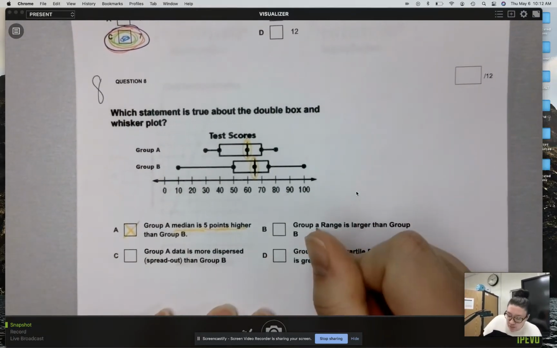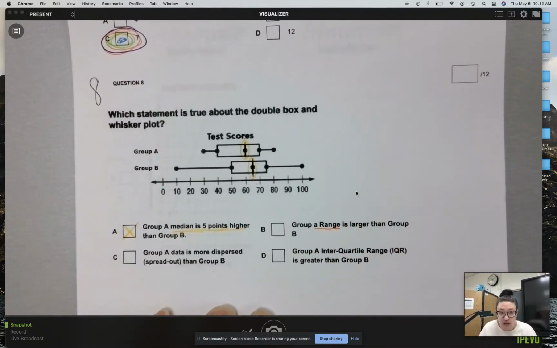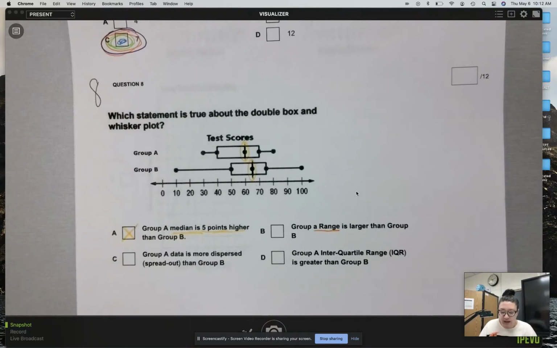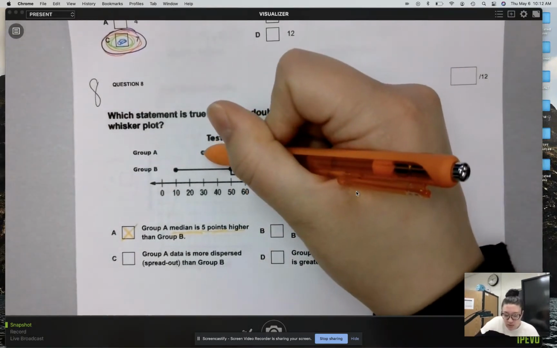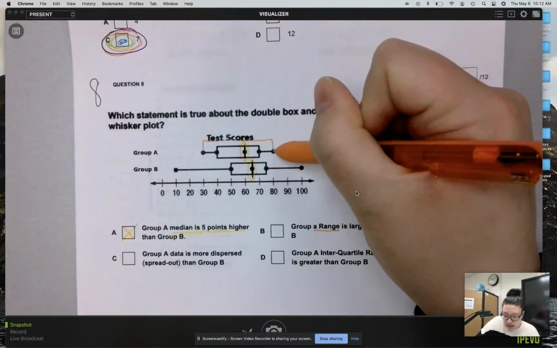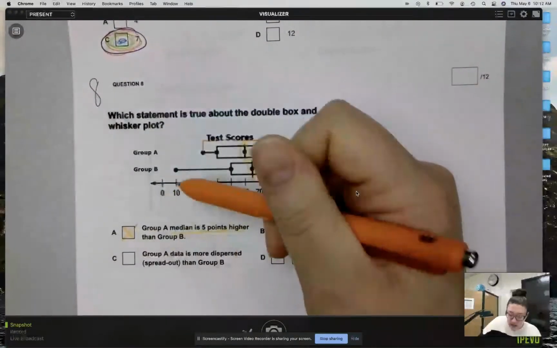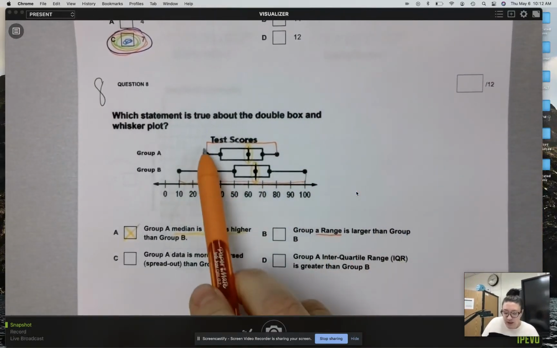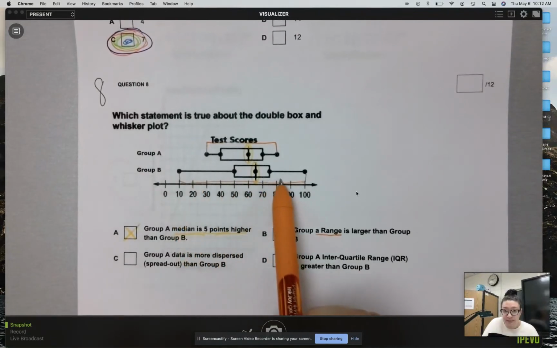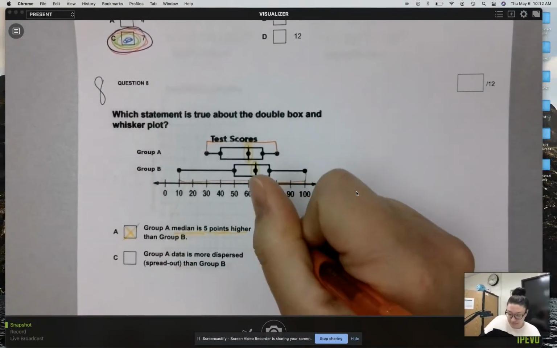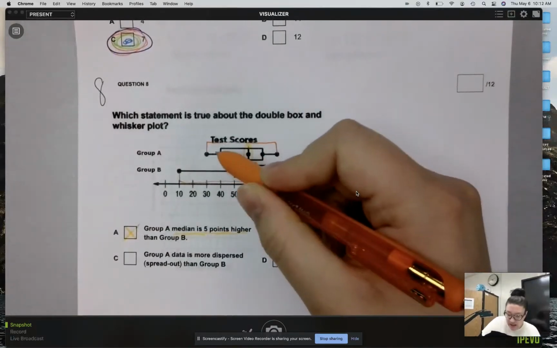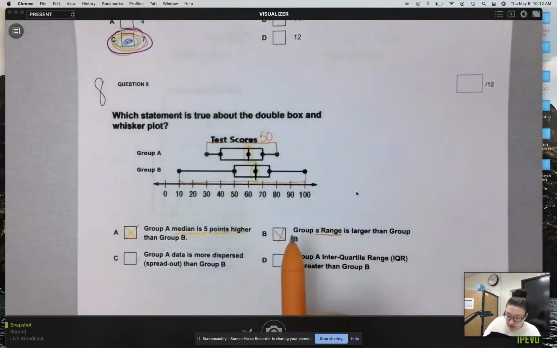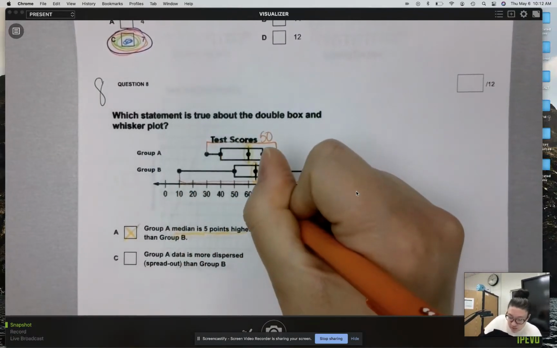B says the Group A range is larger than Group B. Remember, range is how wide, how spread out, how far apart my minimum and my maximum are. So Group A's range would be from 30 all the way to 80. Group B's range would be from 10 all the way to 100. Is Group A's range larger than Group B's range? Group A's range is 80 minus 30, which is 50. Group B's range is 100 minus 10, which would be 90.